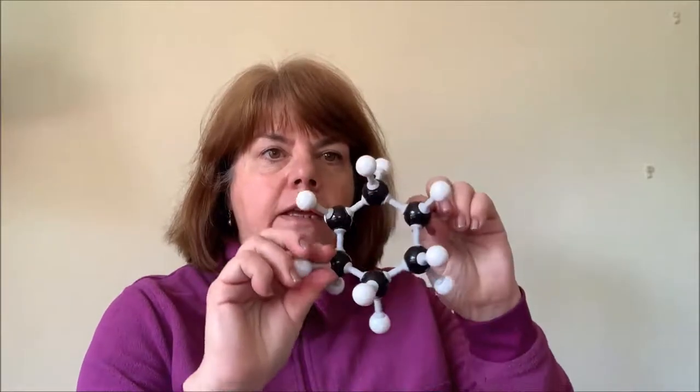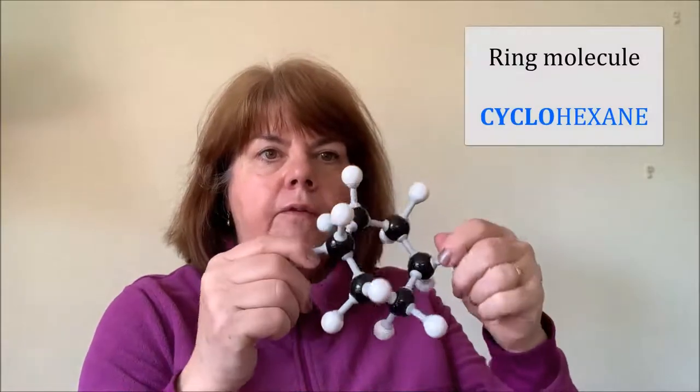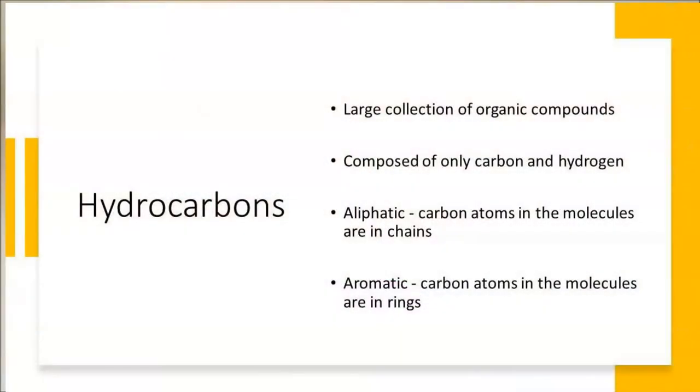Sometimes the ends of those chains bond together to form what we call a ring-like molecule, for example, cyclohexane. The ability to form different types of covalent bonds is important when we discuss these hydrocarbon families. What are hydrocarbons? They are a large collection of organic compounds. They are all composed only of carbon and hydrogen.